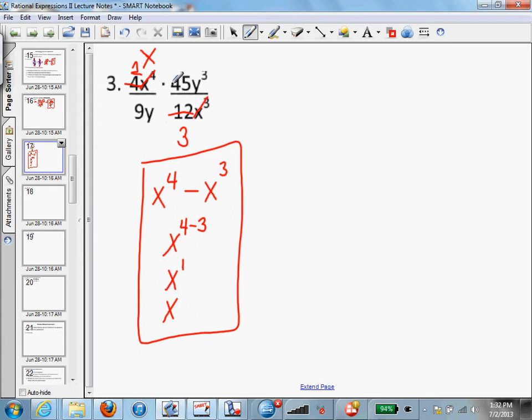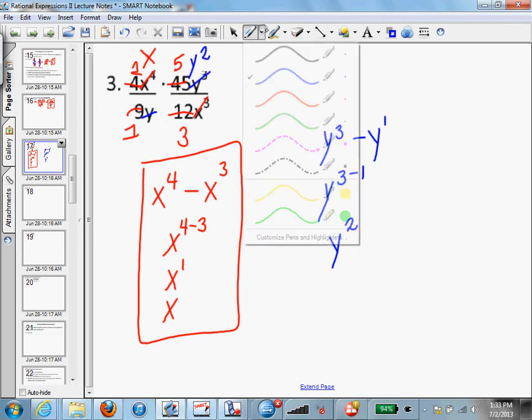Now looking at 9y and 45y cubed, 9 can go into itself one time, and 9 can go into 45 5 times. Looking at the variables, we have y cubed minus y, where y is y to the 1st power. So the base y with powers 3 minus 1 simplifies to y squared. The y on the bottom cancels out, and we leave y squared with the one with the largest exponent.